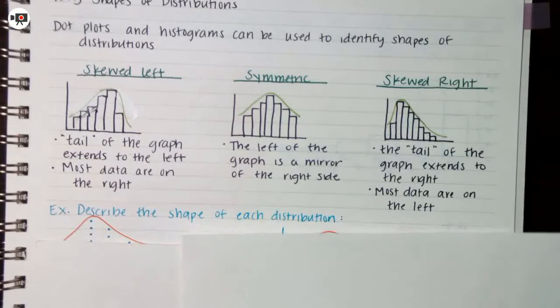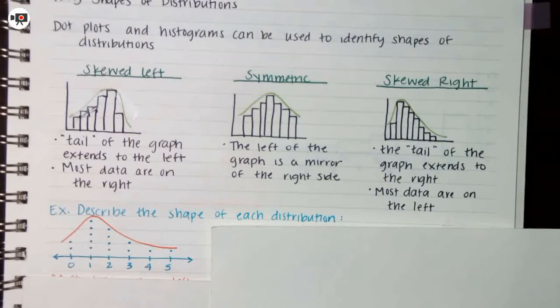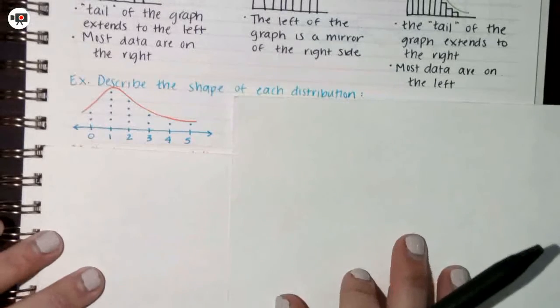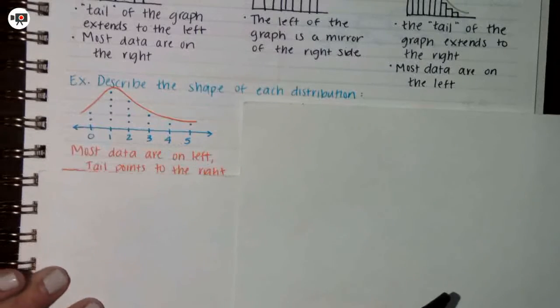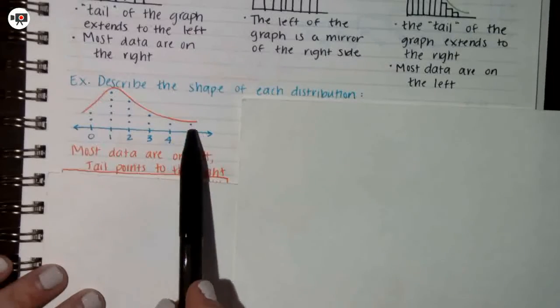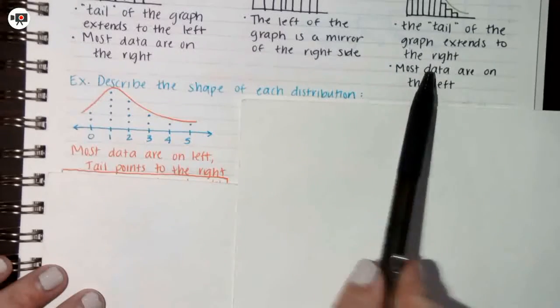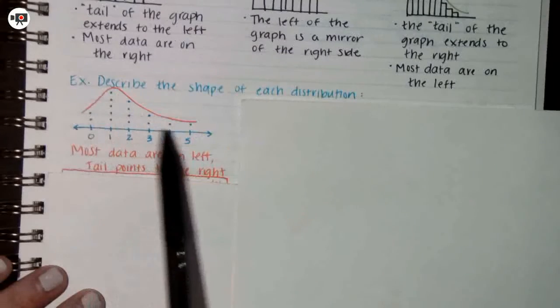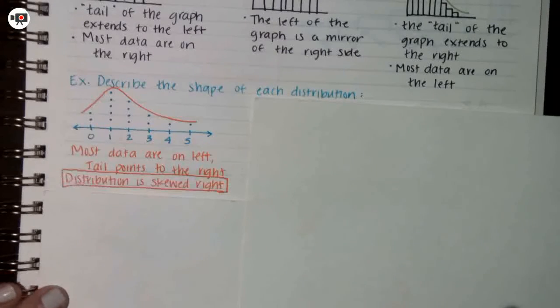So we're going to look at a couple different distributions and describe them. Here we have this dot plot, and we can see that most of the data is on the left and the tail points to the right, so that one matches the skewed right. You can draw a little line over it to help see the shape of it.